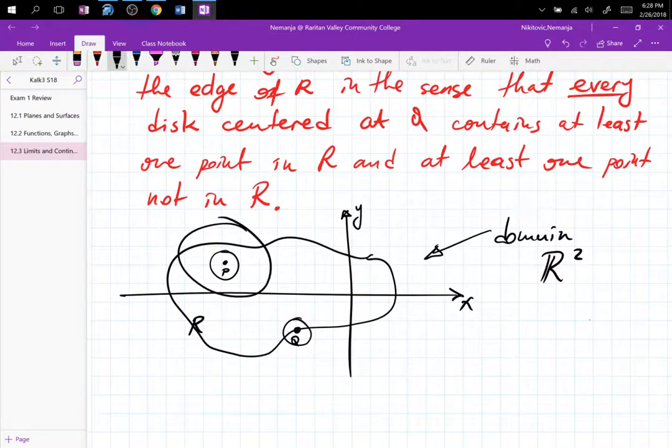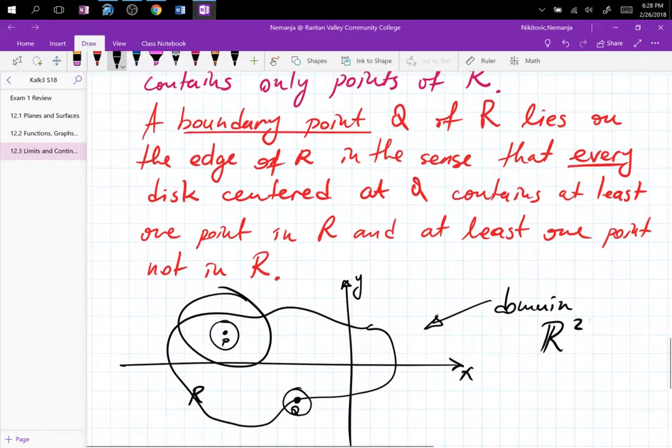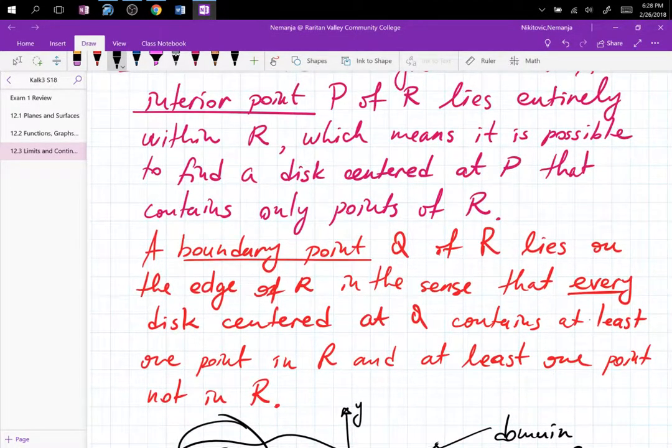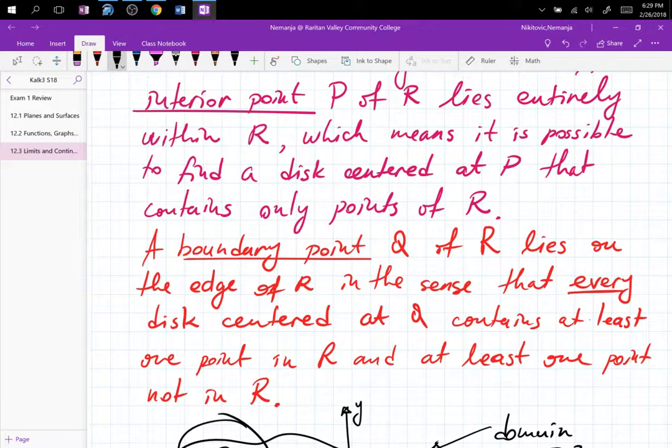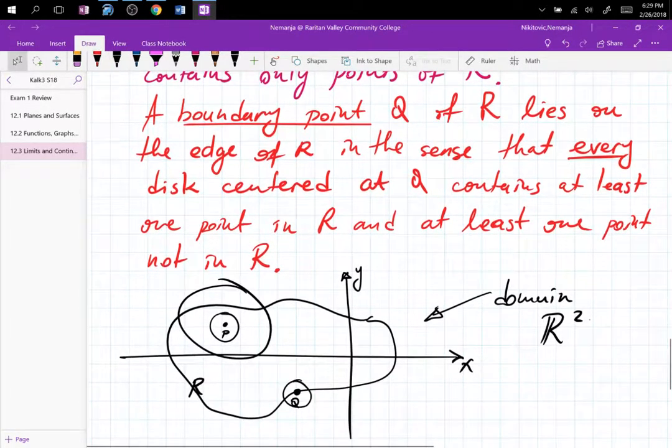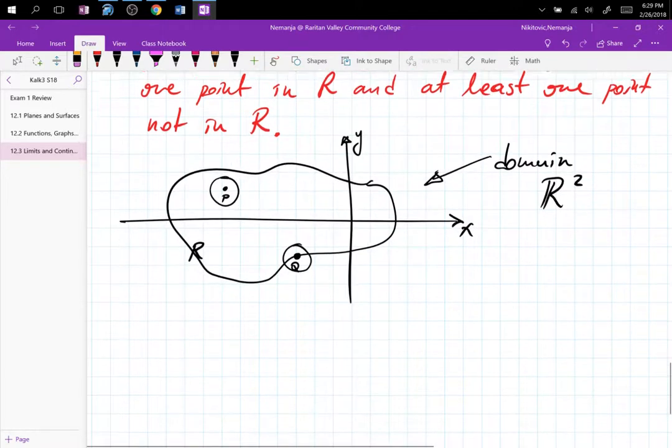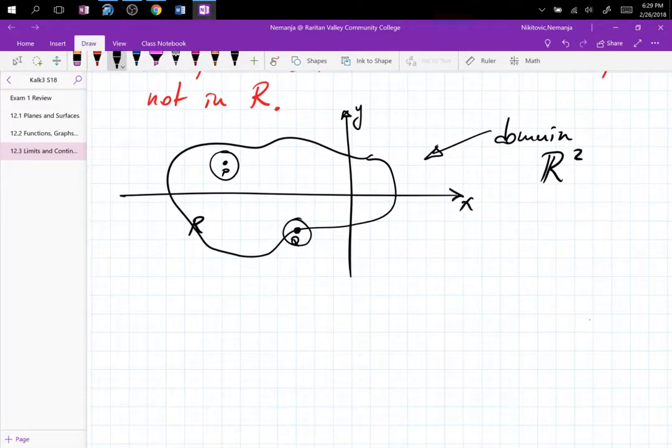Now, yeah, you can draw this disk as well. But that disk doesn't really contradict the definition at all, because it says that it's possible to find a disk centered at P that contains only points of R. All of these points over here are in R. Everything. So we're good. But this one has to have points that are inside R and points that are outside of R. And that's the part where you know it's a boundary point.